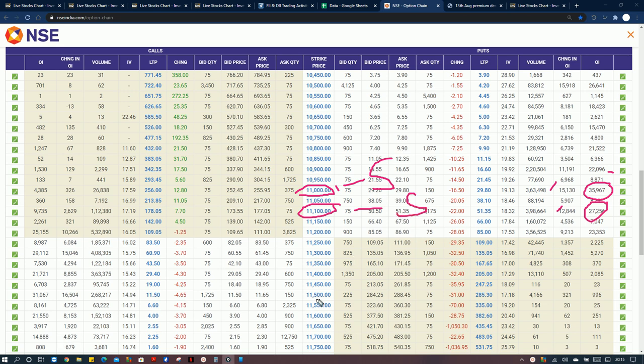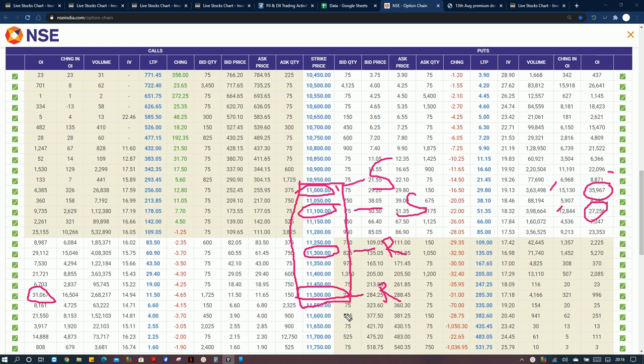Now we move on to the resistance points. The maximum resistance is at 11,500, and there is a big OI build up at 11,500. So there is some deep out of the money call buildup, call writing at this higher level. So this is the resistance level, we can say, for this week's expiry, and the immediate resistance is at 11,300. So the range for this week is 11,000 to 11,500.